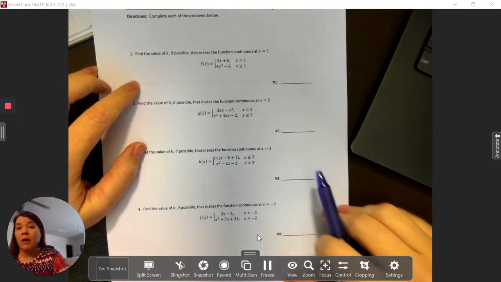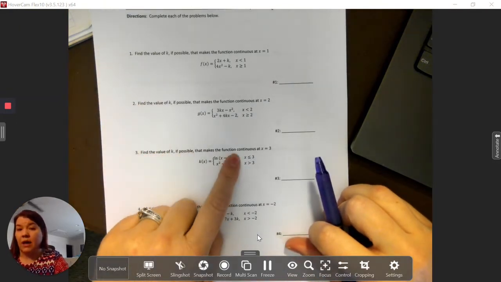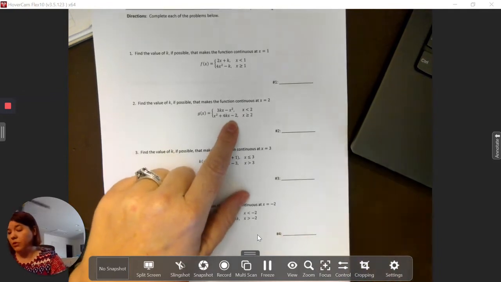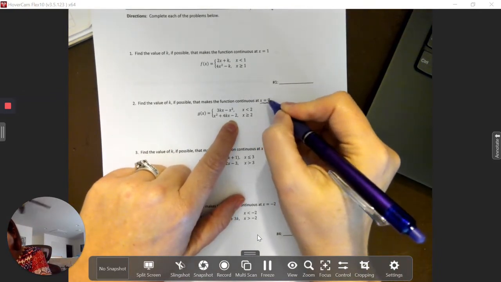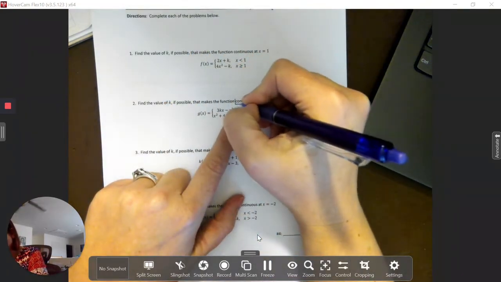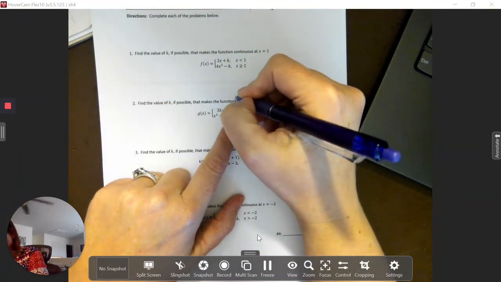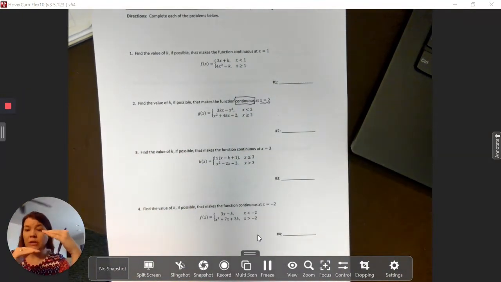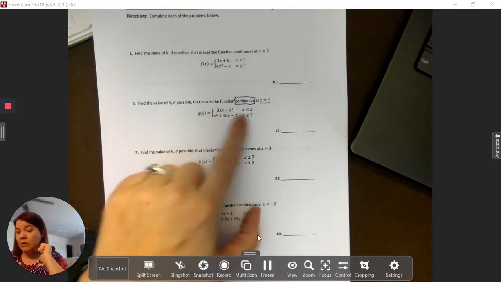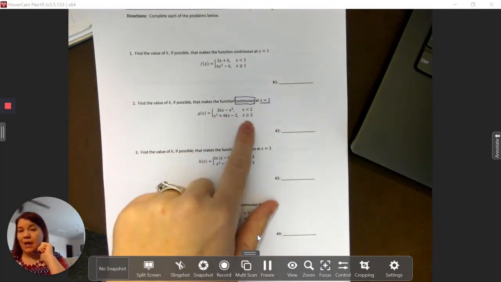Okay, so find the value of k, if possible, that makes the function continuous. So again, we're going to start with number 2 here. At x equals 2, we want it to be continuous if possible. And continuous means there won't be any gaps or jumps or holes. What we're really trying to do when we talk about these problems is eliminate any jump in the graph. So what we're going to do is plug in 2 for each value of x and figure out what k is.